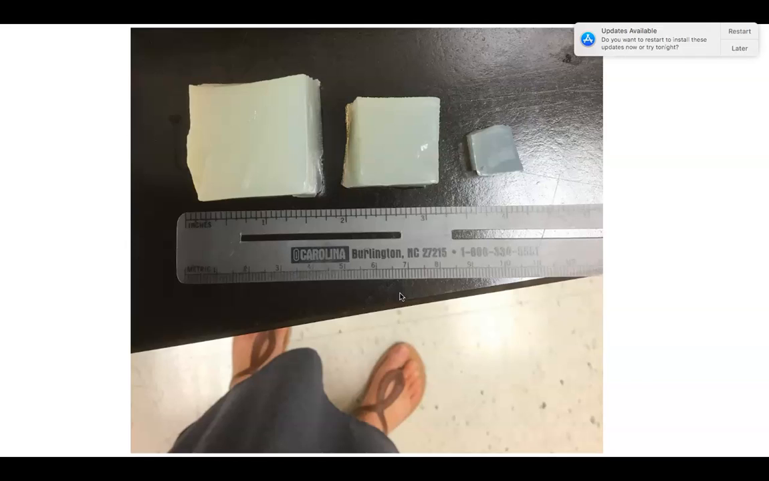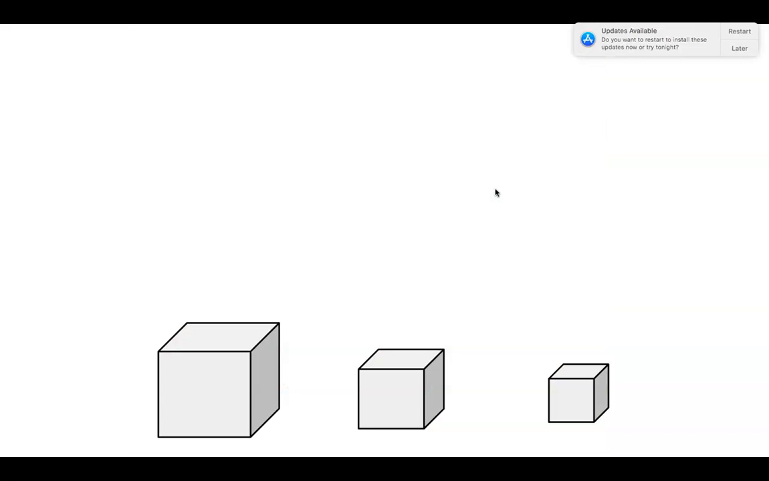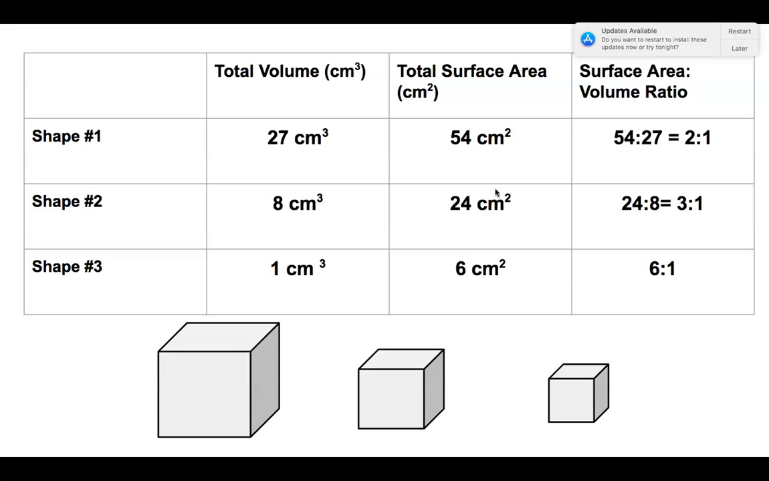Okay, so this is what we're starting out with. We've got 3 different sized cubes, and we have to do some calculating about surface area and volume. So when you do a cube volume measurement, you have to use the formula s to the third. Remember, s is the length of the side. So our biggest cube was a 3 by 3 by 3. So height 3, length 3, and width 3. So you just have to do 3 to the third, which ends up 27 centimeters cubed.